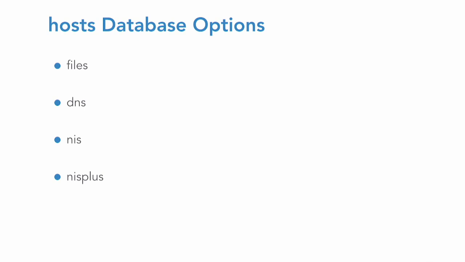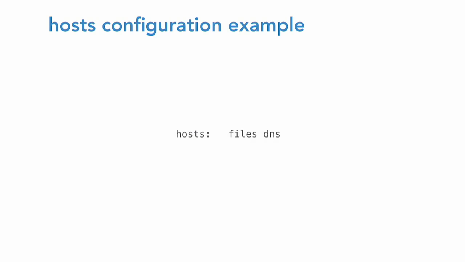The files option specifies to resolve hostnames using the local name resolution file, /etc/hosts. DNS would instruct the client to resolve via DNS. We can use both and it will try them in order left to right. For instance, it's common to use hosts: files dns. This way it will consult the /etc/hosts file first and then try to resolve with DNS second. This allows us to override DNS with a local /etc/hosts entry.